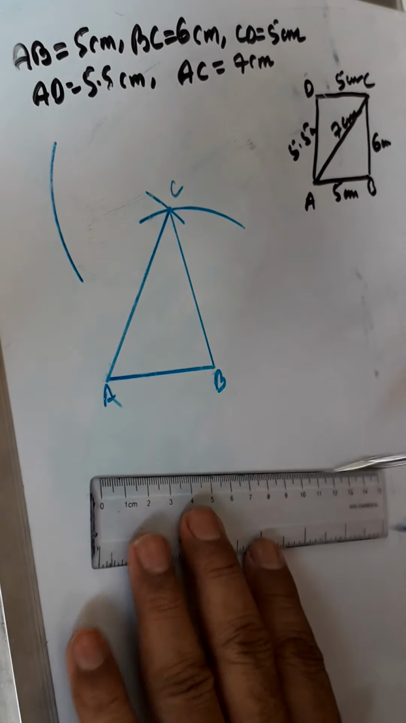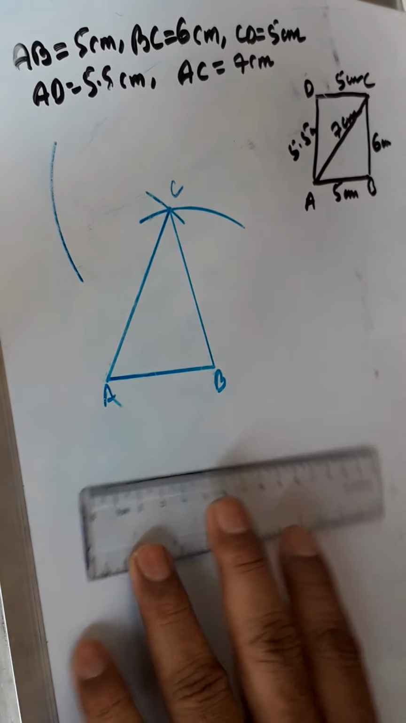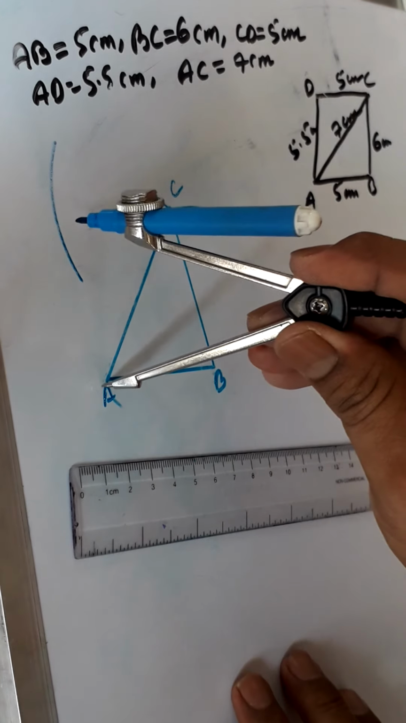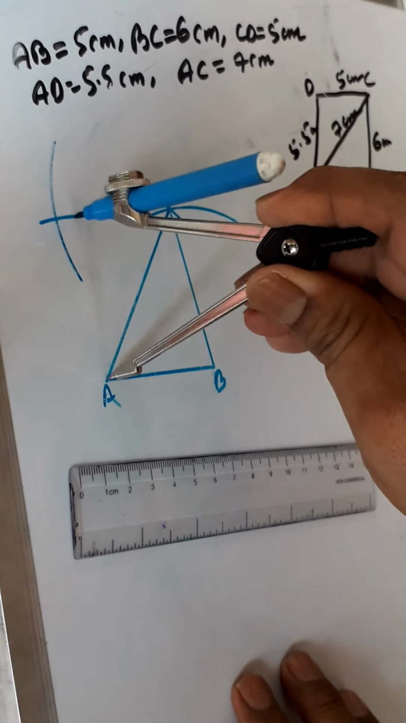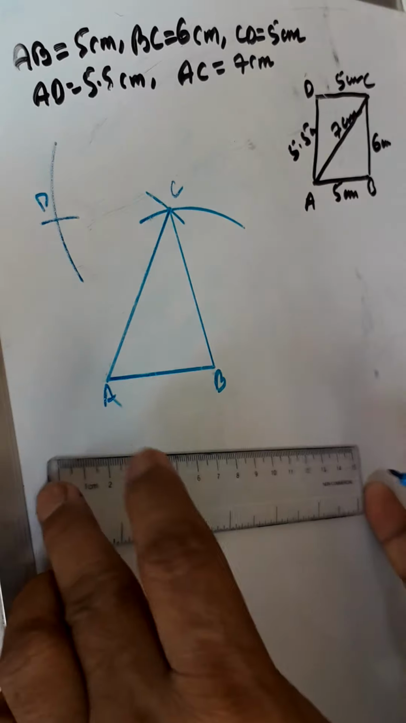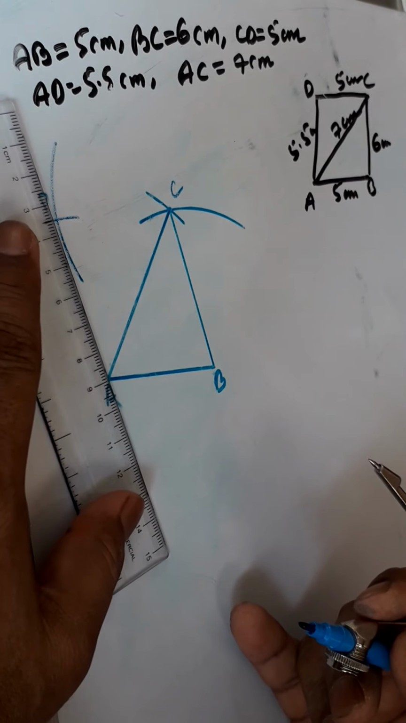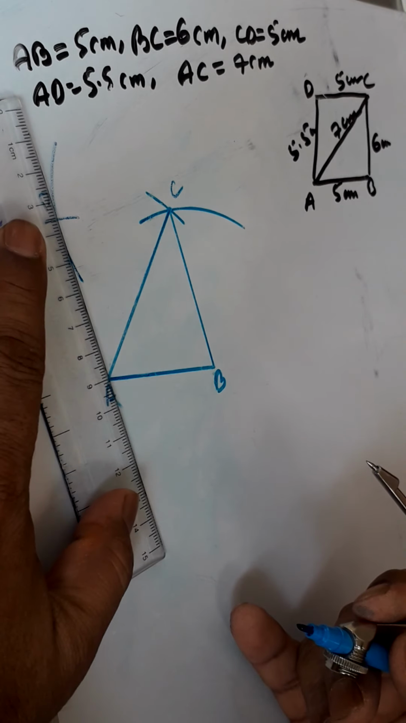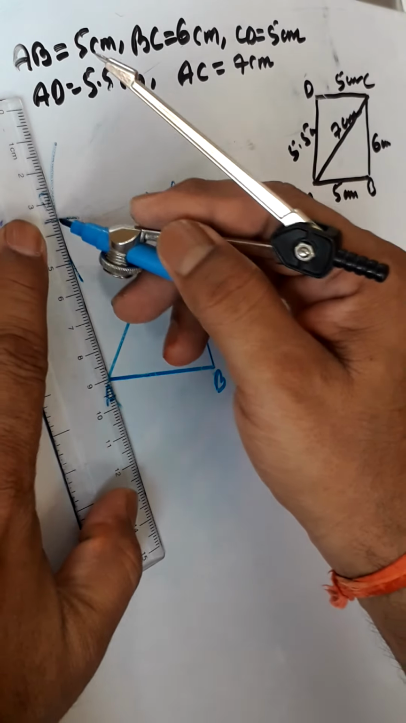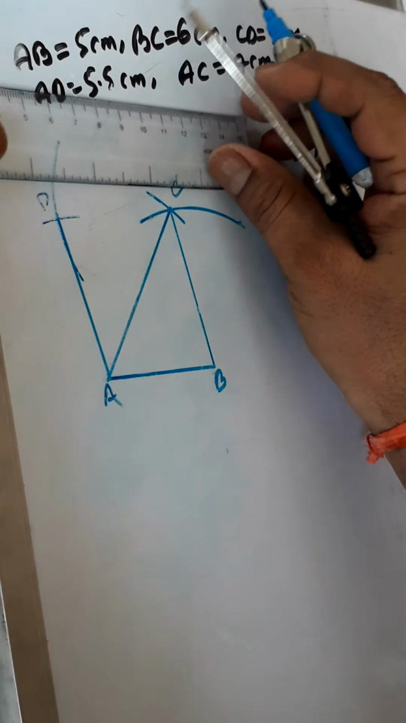And AD we have 5.5, so we will take measurement of 5.5 here. Now this point is D. Now we will join AD and CD. This is AD. Now we will join CD.